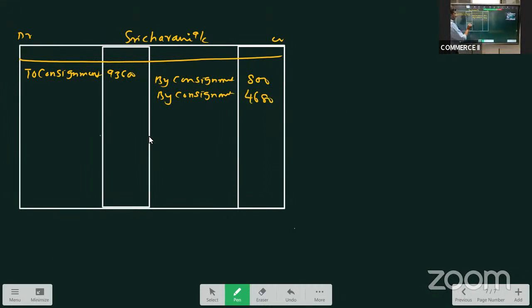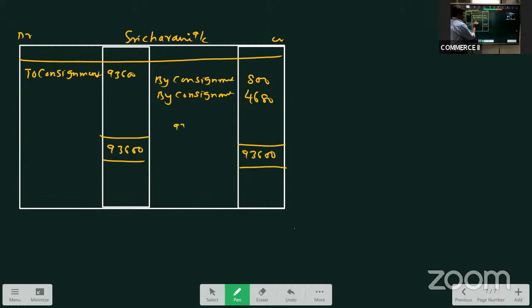There is no advance, I think. See in the question if any advance is given by Sri Charani to Ragamai? No, there is no advance amount. So we'll close this and we'll get the final amount that is payable by Sri Charani to Ragamai.